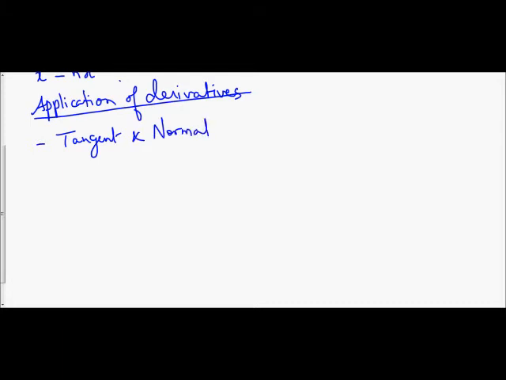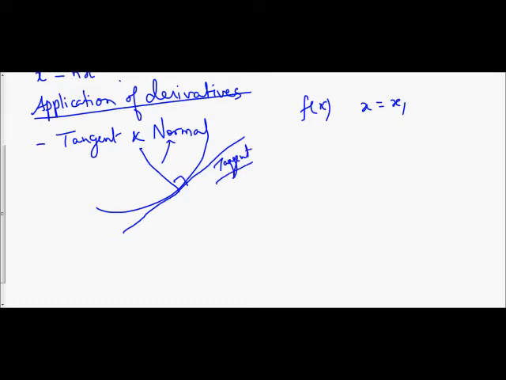So when a curve's function is given, say f of x, and x is equal to x1, how do you find the tangent and normal? You know what a tangent is? A tangent is a line which touches the curve, and the normal at that particular point is the perpendicular to the tangent. Okay, and this is well known. How do you find it?